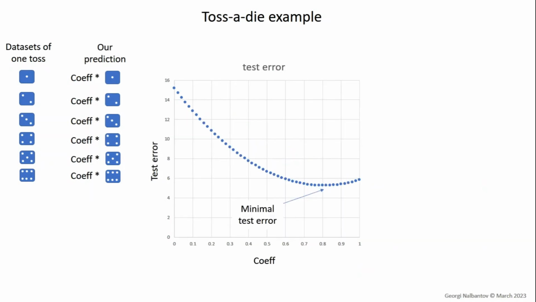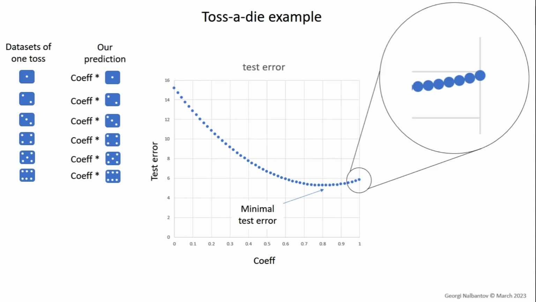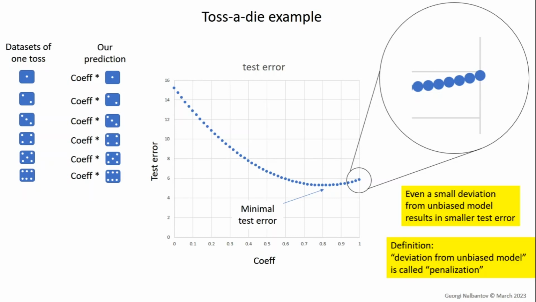One interesting observation is that when the coefficient is 1, when we move away from it down, when we reduce it a little bit, we always have an improvement. And when the coefficient is 1, we have an unbiased model, as we'll see in a minute. So when we move a little bit away from the unbiased model, we already have an improvement, and this always occurs. So a small deviation from the unbiased model results in smaller test error, and by definition, the deviation from the unbiased model is called penalization. Actually, it's deviation to the left.